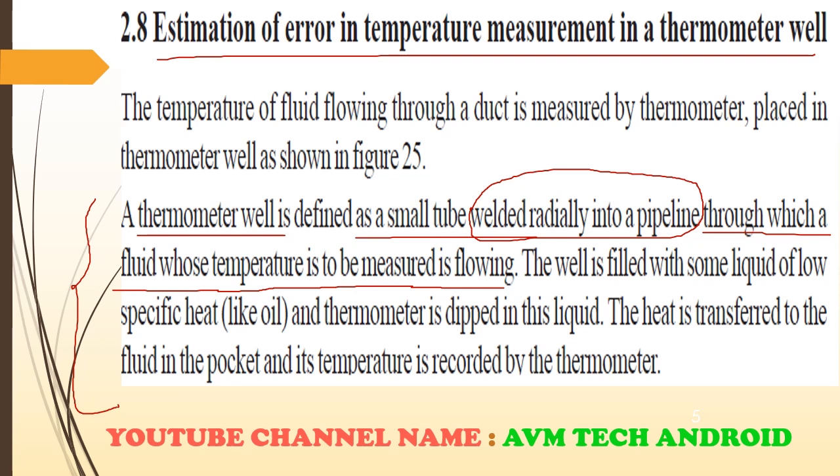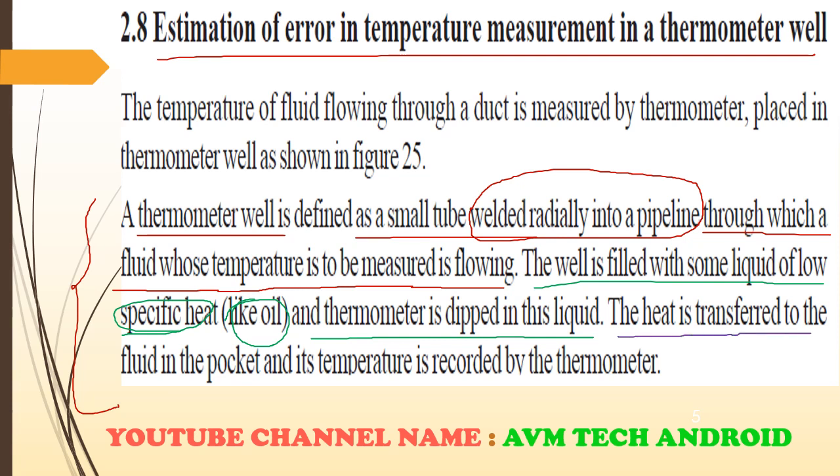Once again I am repeating, a thermometer well is defined as a small tube which is welded radially into the pipeline, through which a fluid whose temperature is to be measured is flowing. The well is filled with some liquid of low specific heat. Very important thing, low specific heat, like oil. And the thermometer is dipped into the liquid.